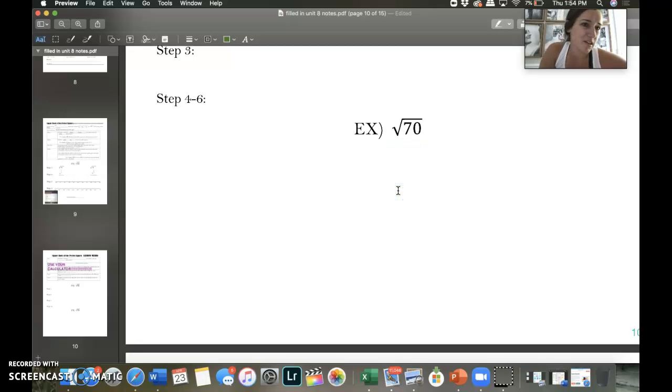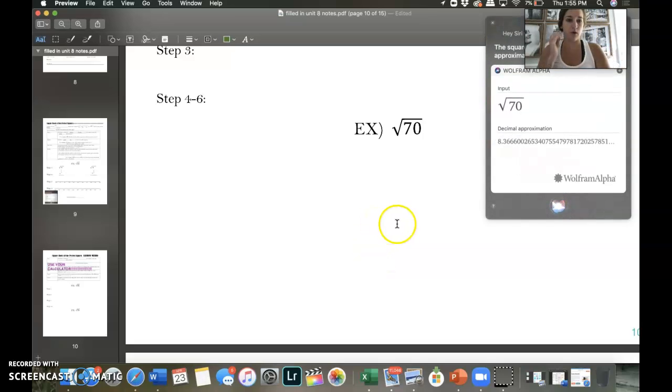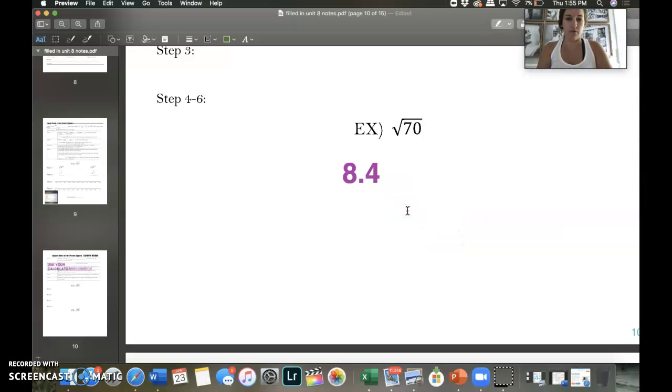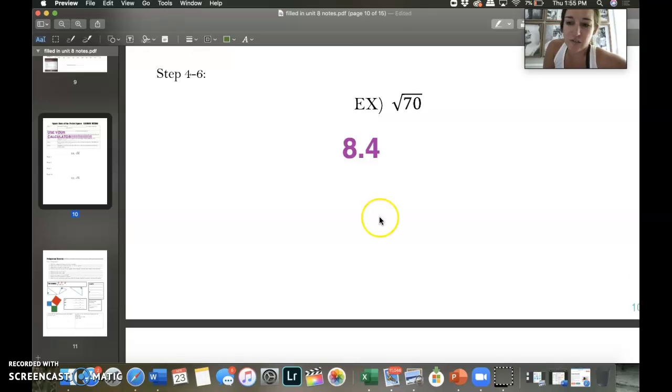And how about I just ask Siri, hey Siri, what's the square root of 70? The square root of 70 is approximately 8.3666. So 8.36, so we're going to say it's 8.4, because that 6 would round the 3 up to 4. Yay, answers. And that's as far as we're getting.